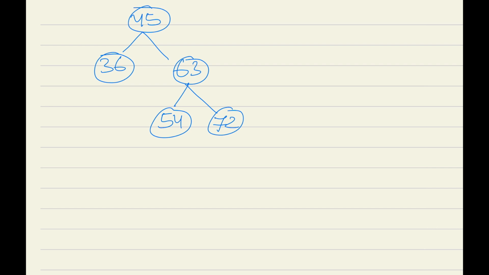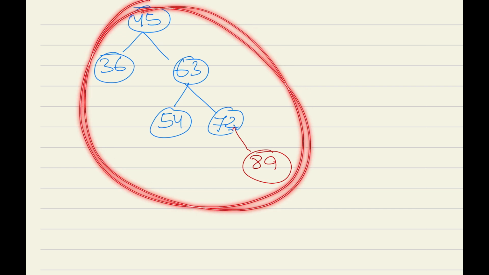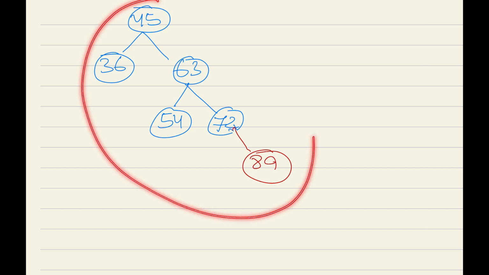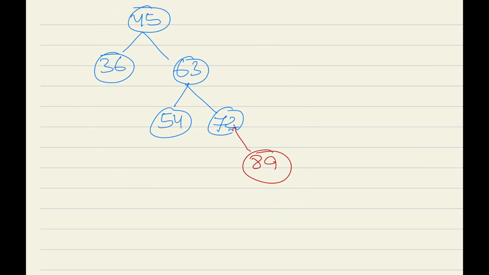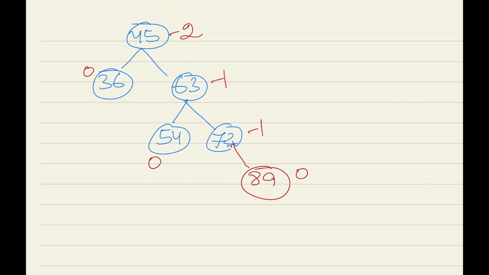If we insert 89, it will be inserted following the binary search tree principle, to the right of 72. So insert 89 here. When we insert 89, find the balance factor to check whether the AVL tree is still balanced after insertion of 89, or it loses the property of AVLness. For that, find the balance factor of each node. For 89 it is 0, for 72 it is -1, it is 0, it is -1, it is 0, it is -2. So the balance factor of node 45 becomes -2, and due to this it is the critical node.